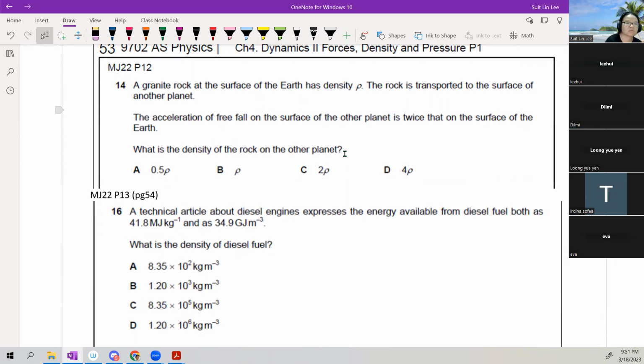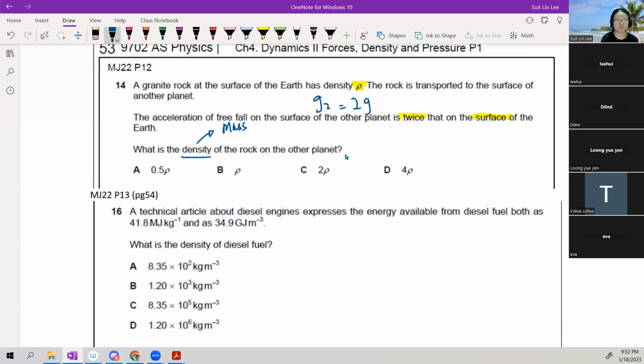Okay. The acceleration of free fall on the other planet is twice that on the surface of Earth. Okay, so that means this g2 is equal to 2 times the g on Earth. What is the density of the rock on the other planet? What do you think? If you're thinking, well, if it's 2 times the gravitational acceleration, so 2 times the weight, so 2 times the density, well, then you have walked right into their trap because density is mass over volume.